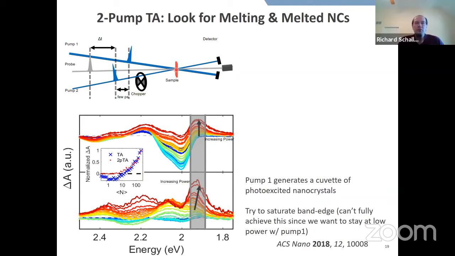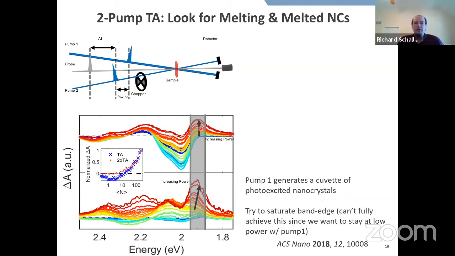That's quite observable. So what we do in this experiment is we come in with a pump 1, photoexcite the sample. So now we have a cuvette of excited nanoparticles with like 2 electron hole pairs. We come in with a second pump beam that's chopped, which means we're going to be sensitive to differences created in the optical signals when it's present or not present, and then have our probe beam come through.